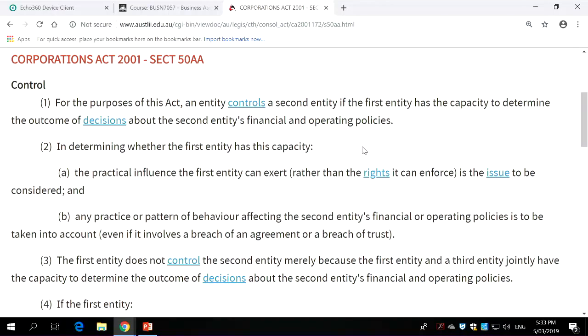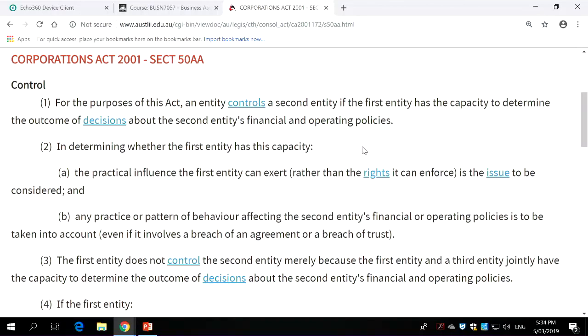Now, usually when we're thinking control, we're thinking if someone has more than 50% of the shares, all right? But that's not actually what the test is for controlled entities. It is the test for the holding and subsidiary relationship, which we'll talk about in a moment. The test for controlled entities just says, do you control or have the capacity to determine the outcome of decisions about financial and operating policies? If you have more than 50% of the shares, then yes, most likely you do control the other entity.